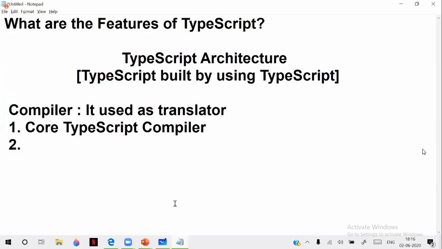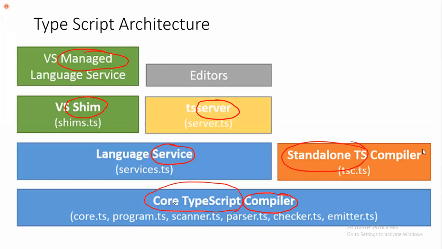And we have another compiler, the standalone compiler. What are these two compilers in TypeScript? The TypeScript core compiler and the standalone compiler. We have two compilers in TypeScript.